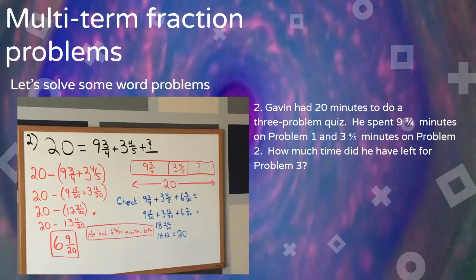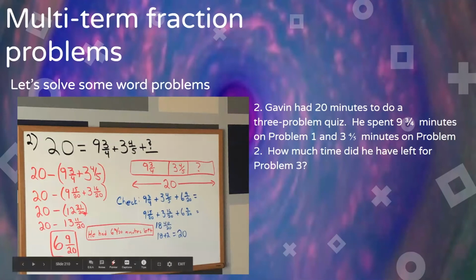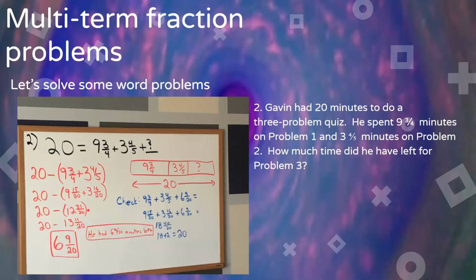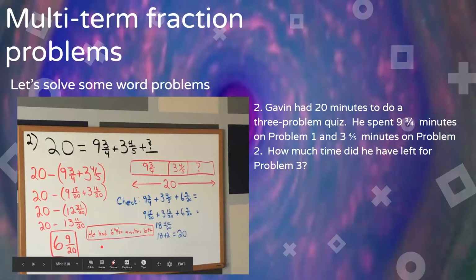So if we want to simplify, we should be able to tell the 12 and 31/20 is the same as 13 and 11/20, right? Because we know 20/20 is 1, and we don't want to be working with the improper fraction all day long. We're now working with a mixed number. 20 minus 13 and 11/20 is going to be 6 and 9/20. So we know that he had 6 and 9/20 minutes left.